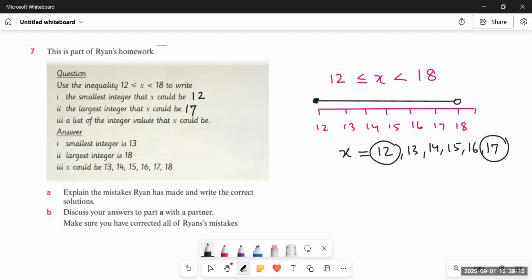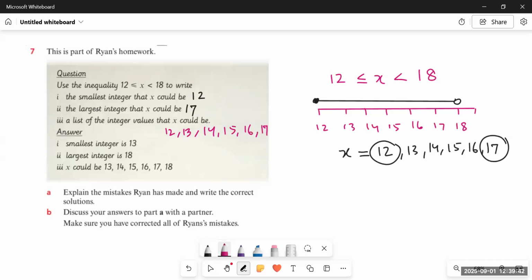the question requires us to make a list of the integer values that x could be. So it could be 12, 13, 14, 15, 16, and 17. And what Rayan has written, since Rayan has considered the smallest as 13 and the largest as 18, he has written the integers from 13 till 18. Although the correct answer to this would be 12, 13, 14, 15, 16, and 17. This would be the correct answer.